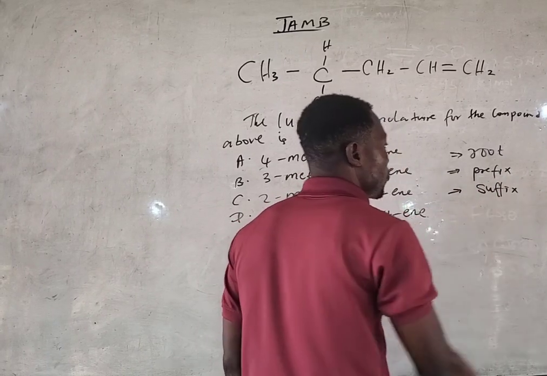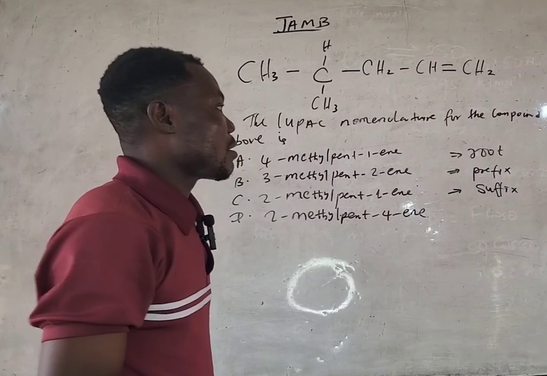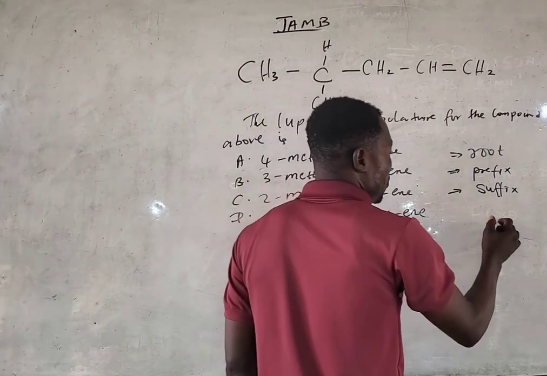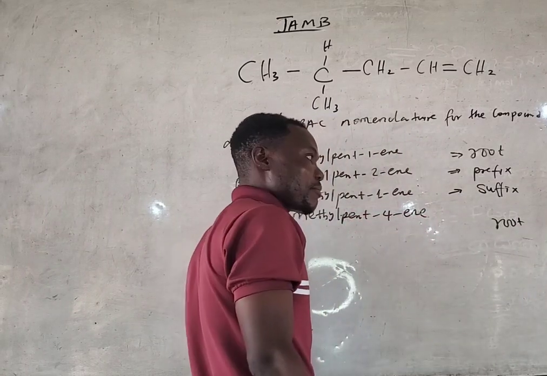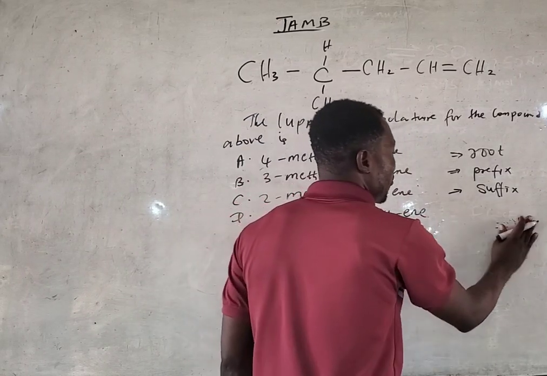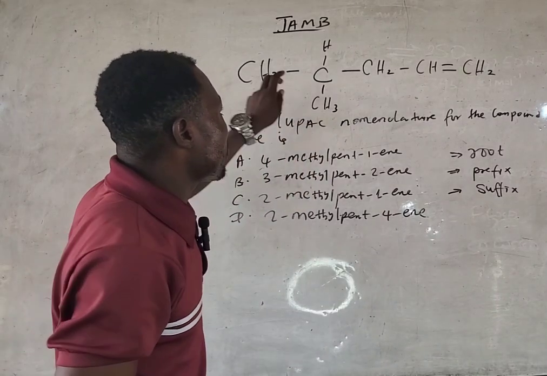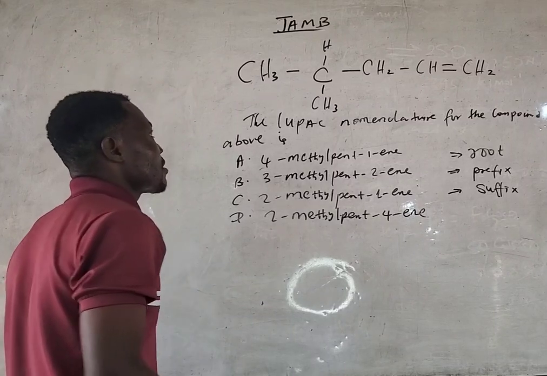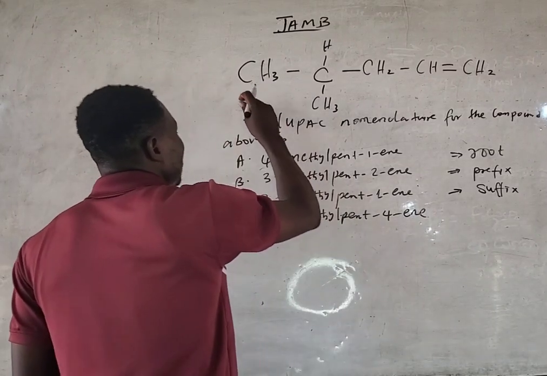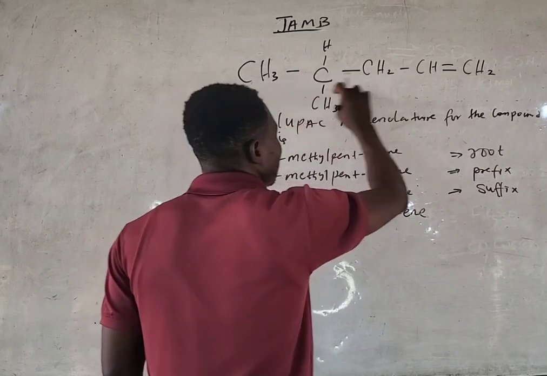Just like in the English language, in some words we have a root word, we have the one you form by adding a prefix, then you have the one you form by adding a suffix. So the root of this compound is its longest chain. Now, how do we identify the longest chain? We need to count the number of carbon atoms that form the straight chain.